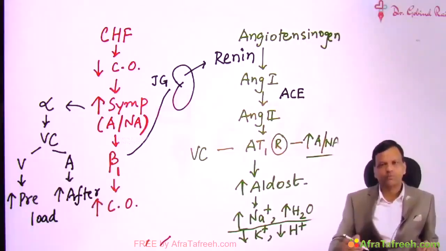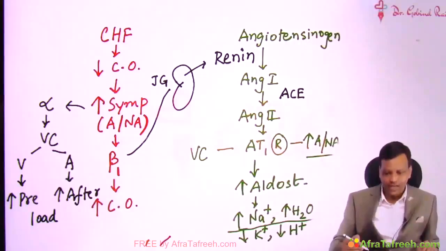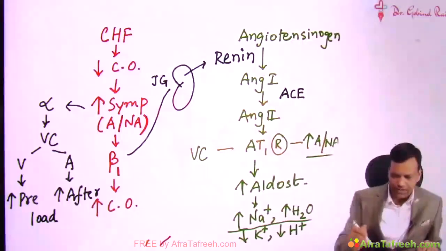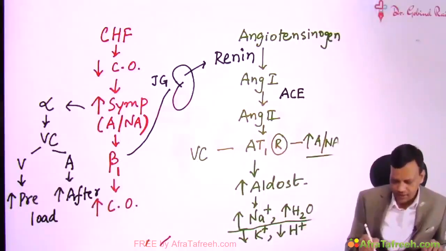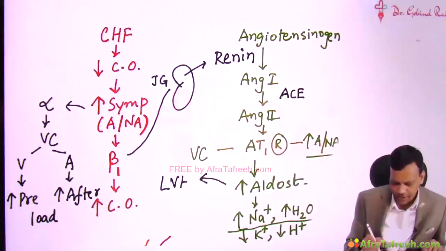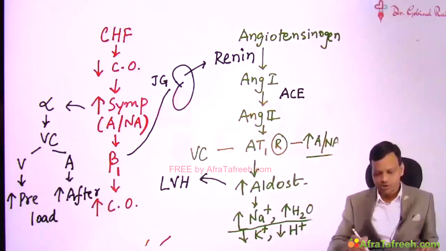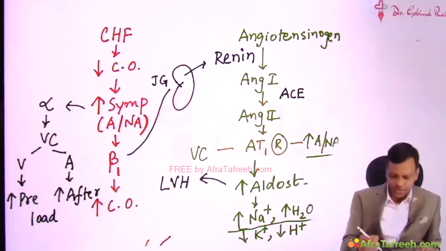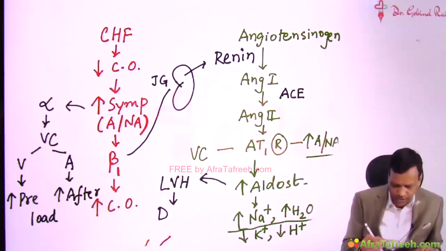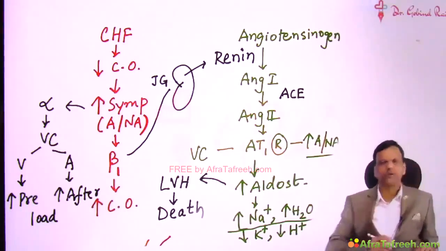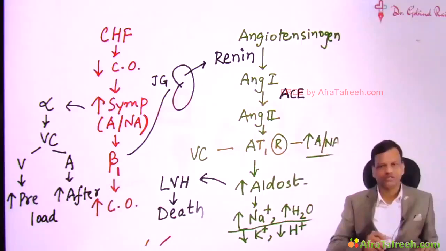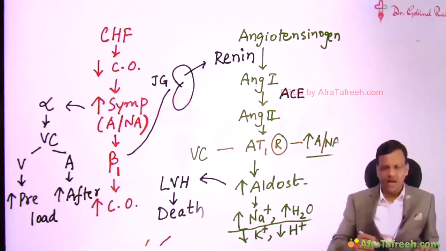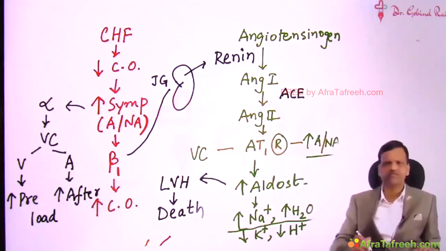Now these are just two problems, but the most dangerous is still left. And that is, if aldosterone remains elevated for prolonged periods, it results in left ventricular hypertrophy. So when aldosterone increases for prolonged periods, it results in left ventricular hypertrophy, which is also called cardiac remodeling. And it is this left ventricular hypertrophy which will result in death of the person. A person does not die from acute CHF. The person develops compensatory mechanisms and finally the death occurs mainly because of left ventricular hypertrophy or cardiac remodeling.